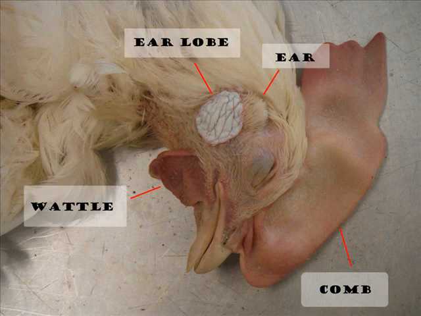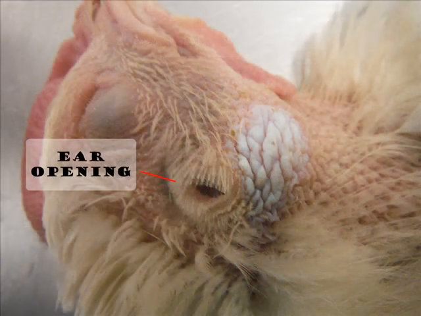The comb can come in a variety of shapes across avian species. The earlobe is a circular patch of skin located just below the opening of the ear. The color of the egg is highly associated with the color of the earlobe. Here, you can see the opening of the ear after the feathers have been trimmed.